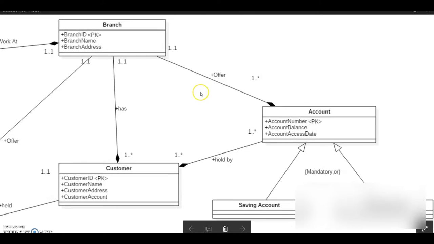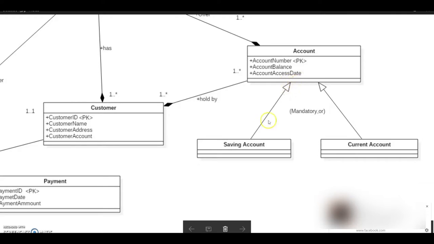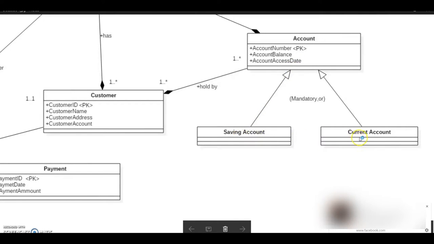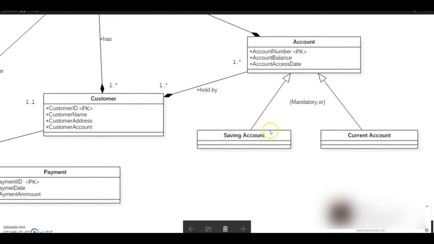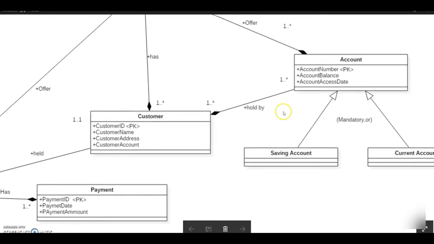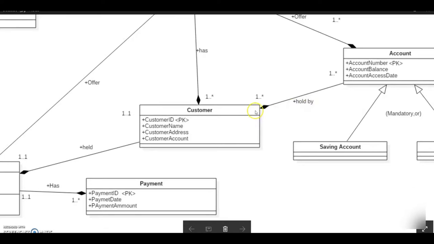Looking forward to the account, their relationship toward branch is branch offers account, and the multiplicity will be one and only one branch will have one to many accounts. And there are subclasses for the account, which will be the savings account and the current account. So it means that the customer will have both savings account and current account at the same time, or just either one of them. So here will be the category four. Going to the customer and account relationship, it will be accounts are held by customers, and their multiplicity will be one towards many: customers can hold one or even more accounts.